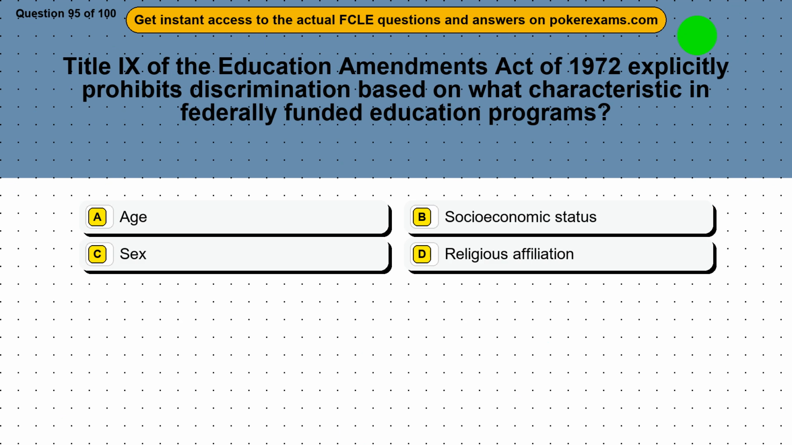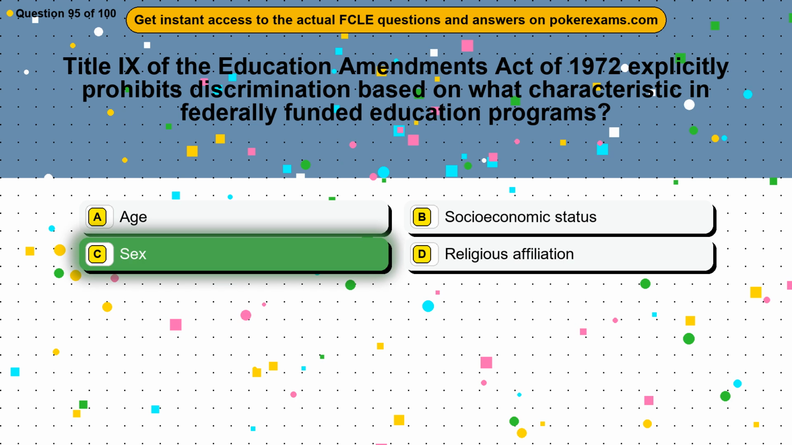Question 95. Title IX of the Education Amendments Act of 1972 explicitly prohibits discrimination based on what characteristic in federally funded education programs? Option A, age. Option B, socioeconomic status. Option C, sex. Option D, religious affiliation. The correct answer is option C, sex.